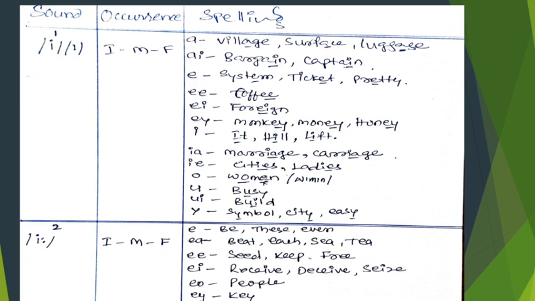ei, receive, like that. eo, people. ey, key. i, police. ie, relief, like this. Please note down.